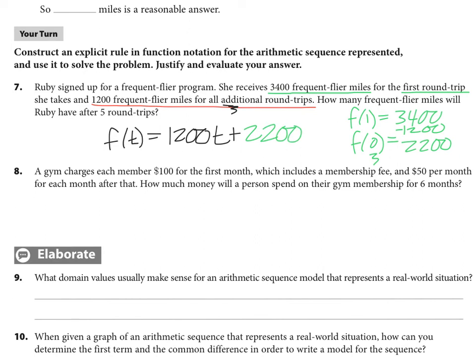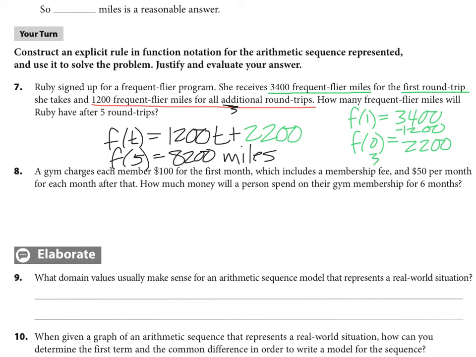Then it wants to know how many frequent flyer miles would she have after 5 round trips. So I'll put 5 in. Again, go to my calculator, type in my equation, 1,200x plus 2,200. Then go to my table, type in 5, and that would be 8,200 miles.